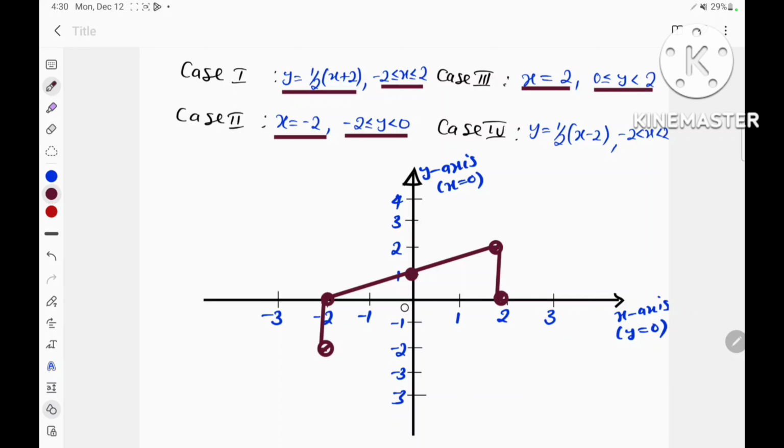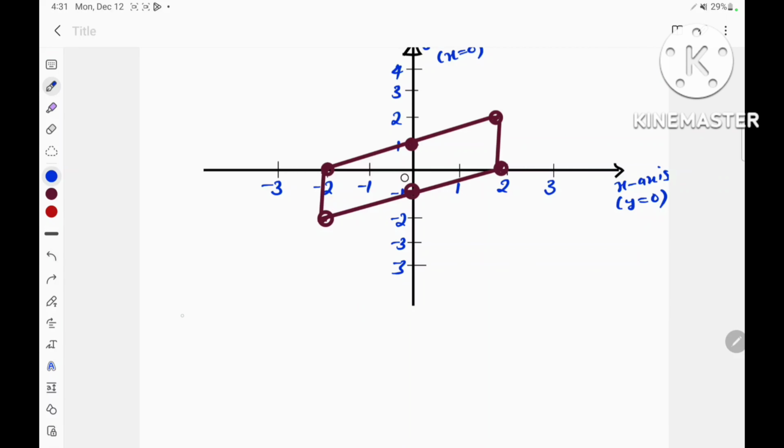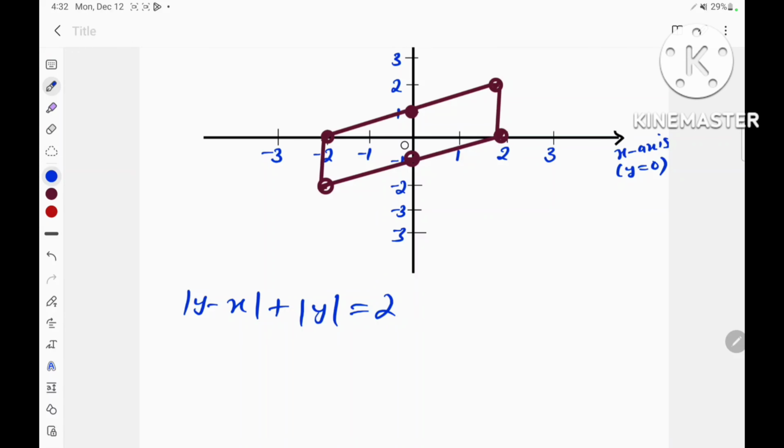Lastly, we take case 4, which is the straight line y equal to half into x minus 2, and this is drawn for values of x between negative 2 and 2. So when x is negative 2, y remains negative 2, which is this point. And when x is 0, y is negative 1. So this gives us this last line segment. Therefore, the absolute value of y minus x plus the absolute value of y equal to 2 is the equation of a parallelogram as shown above.